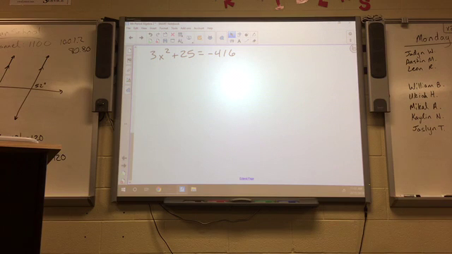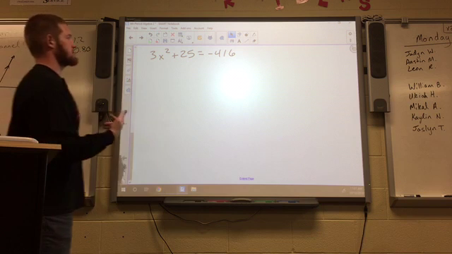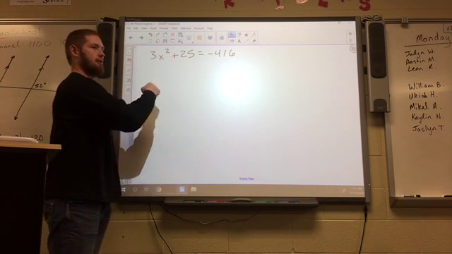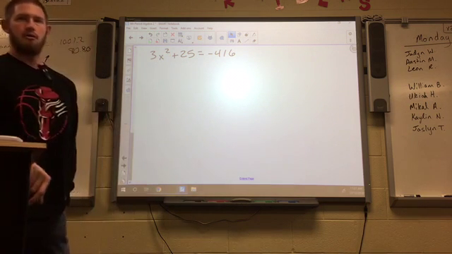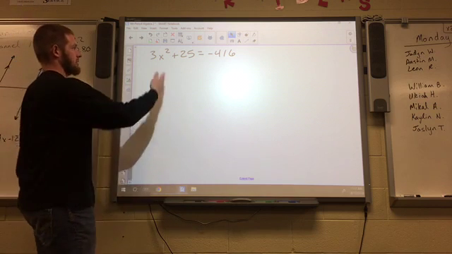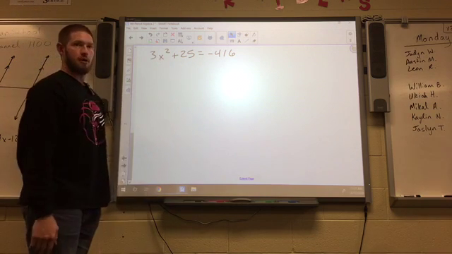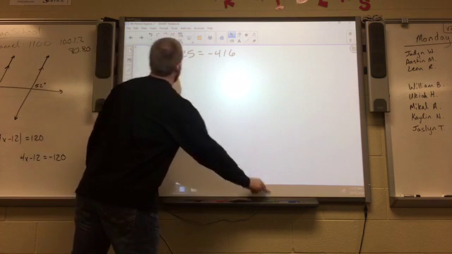Which one am I going to use here? Algebraic. Why? Because there's only one version of x. There's no x to the first power. So we can solve this easily because all we have to do is get x by itself and square root, right? Okay, so let's do that.